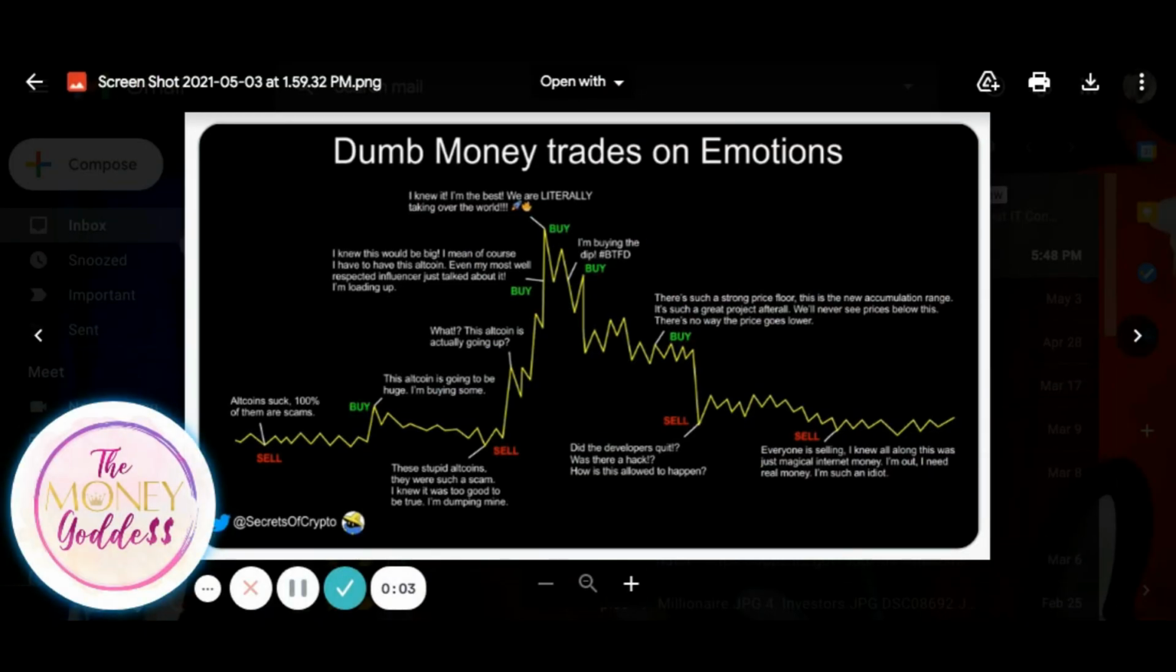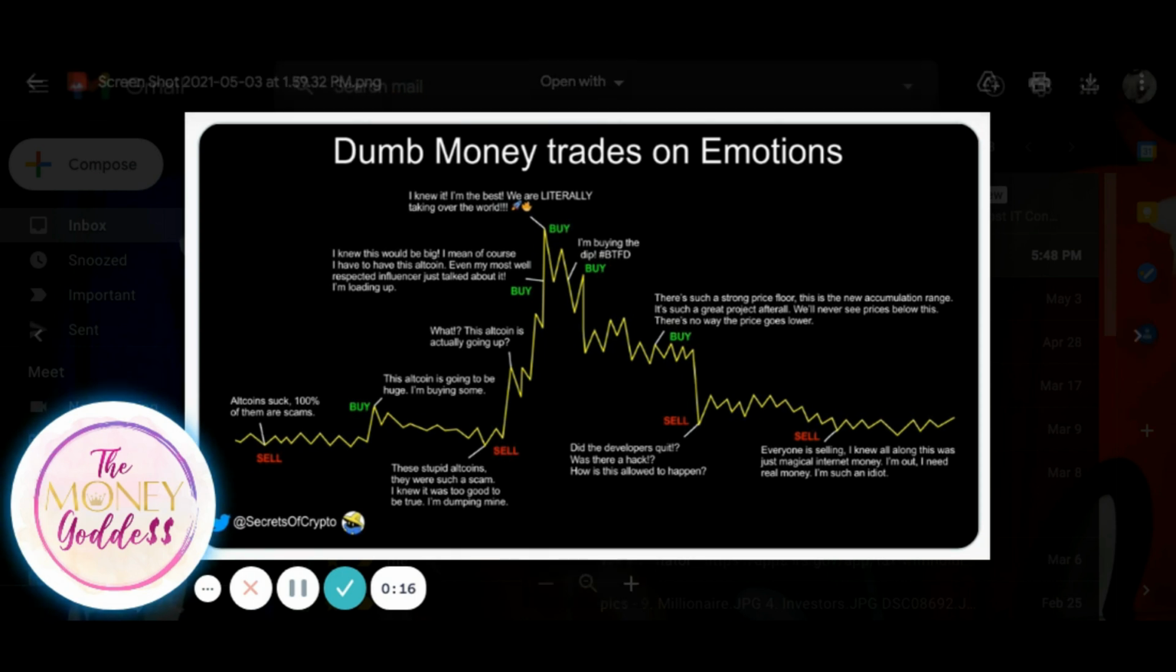So I grabbed this from Secrets of Crypto Twitter feed. It's so good and so apropos. Dumb money trades on emotion. Who's been here? Altcoins suck. These are just scams. What? This altcoin is actually going up. What? I knew it. I'm the best. I'm literally taking over the world, as it moons. And then you keep buying along the way.